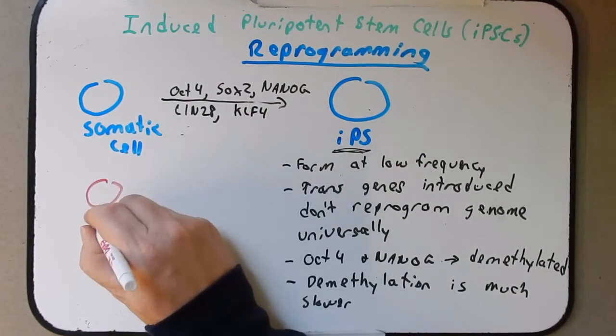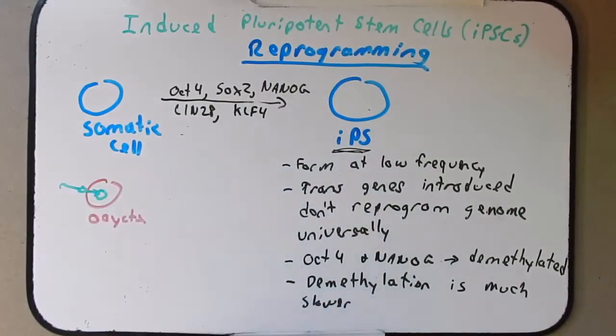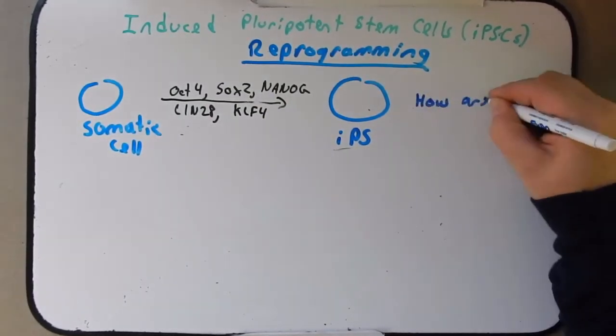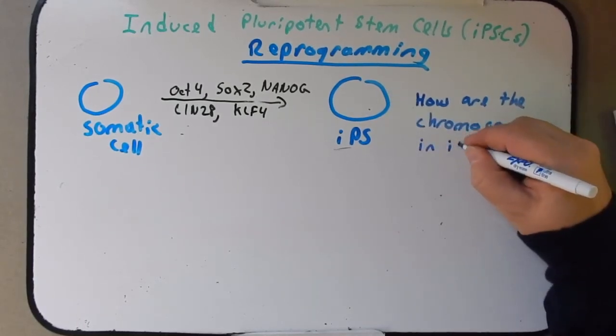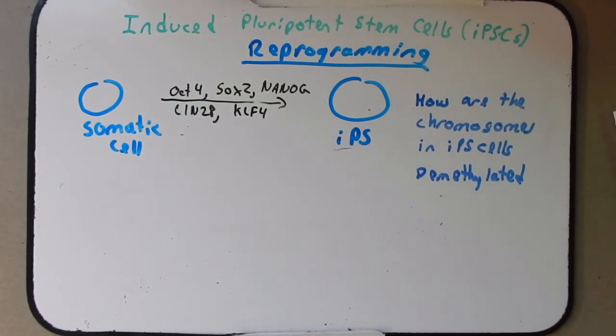Remember, if you take an oocyte and fertilize it with a sperm, the sperm DNA that enters this cell is immediately demethylated in a very efficient and fairly rapid response. But the demethylation in the iPS cells is much, much slower, suggesting it has a harder time to demethylate that DNA. So how are the chromosomes in iPS cells demethylated? Because remember, we want that. If they're going to become embryonic stem cells, the genome needs to be largely demethylated.